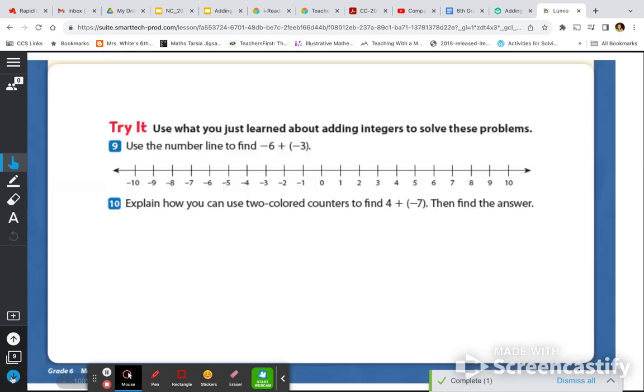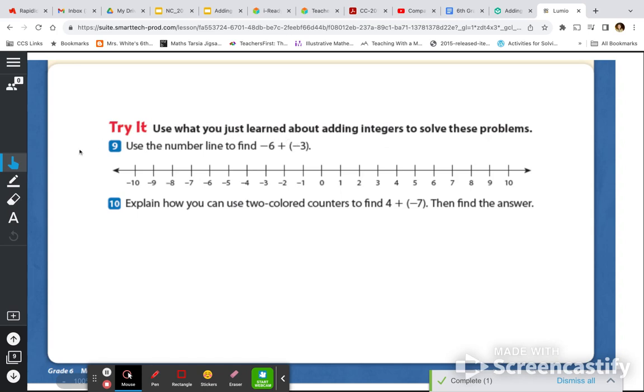All right. Moving on. Here's another problem. Let's see what you get with this. If you would like to use a number line for this, it is provided here. If not, you can always draw your circles out. So here, use the number line to find -6, and we're adding a -3 to that. Okay, so again, that negative tells you to the left. We're going to the left.